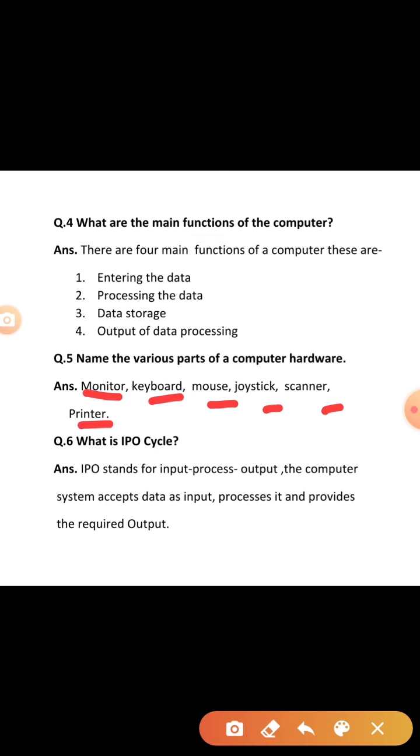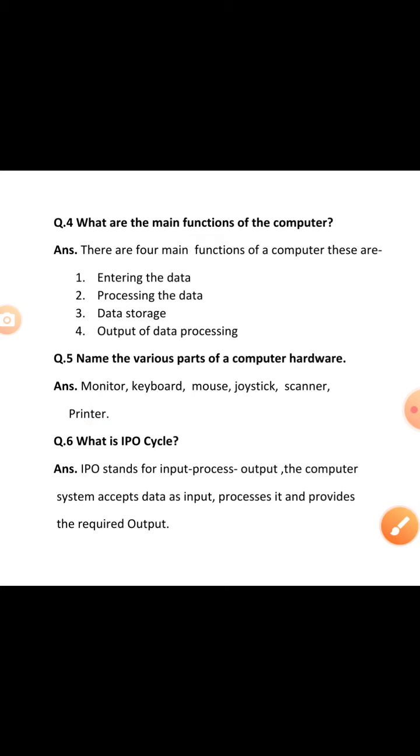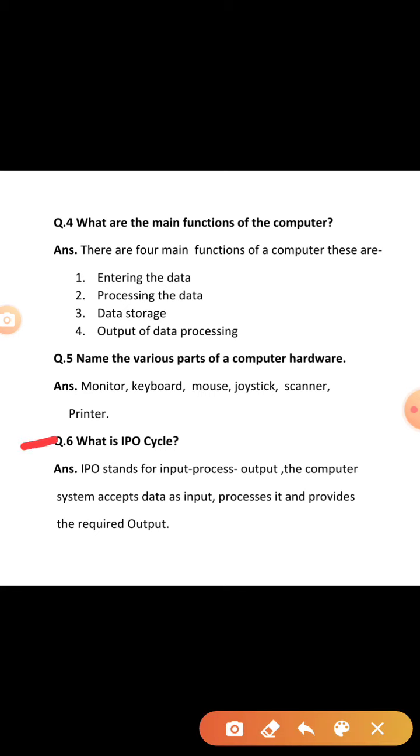The last question is, what is the IPO cycle? Write the answer. IPO stands for input, process, output. The computer system accepts data as input, processes it and provides the required output.